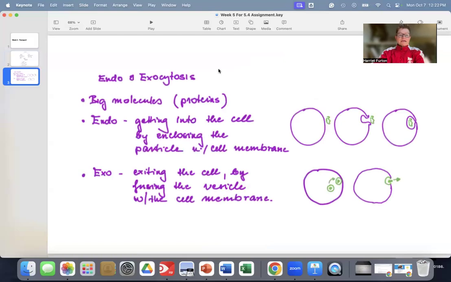The other one is the distinction between endo and exocytosis. This is along the membrane when the molecule is super big. Usually it's polypeptides and proteins. Nothing else is going to be asked from you in the AP exam. So big molecules. Endocytosis means actually endo, entering, getting into the cell. It's always the cell's perspective.